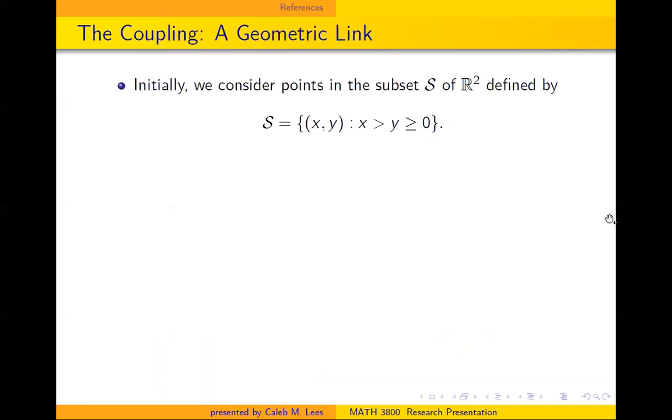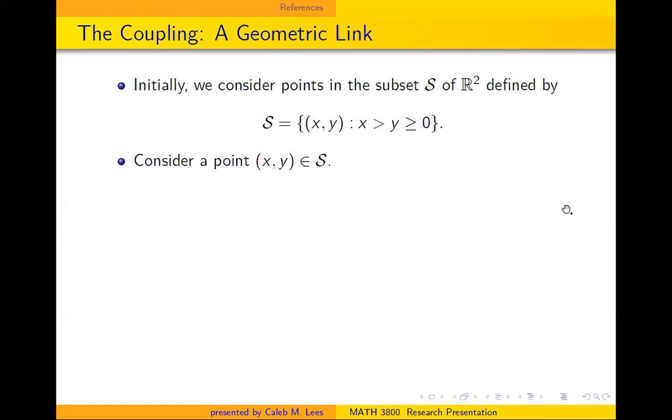Okay, so let's start thinking about this. Initially, we're going to consider points in the subset S of R2 defined by (x, y) such that x is greater than y is greater than or equal to 0. A way of visualizing this is picturing the first quadrant and the line y equals x in that first quadrant, and the set S is all the points that are below the line y equals x and above and including the x-axis. So this is below or including the right branch of the unit hyperbola, right? It's below the asymptote, but non-negative to agree with some integration we're going to do later.